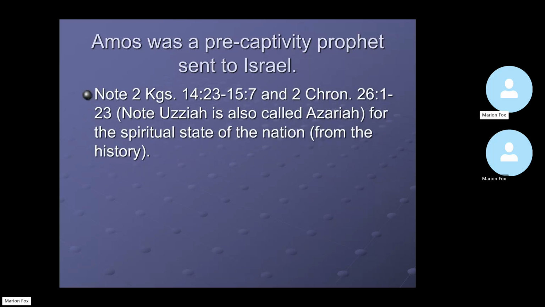And again, Uzziah is also called Azariah. Keep that in mind. He has two names, Uzziah and Azariah. 2 Kings 14:23 through 15:7, and 2 Chronicles 26:1 through 26 would be during the time of Uzziah or Azariah, the king. And we see the spiritual state of the nation from the history. And so we see the work of Amos, what he's trying to get across here. But he's speaking primarily to the northern 10 tribes.